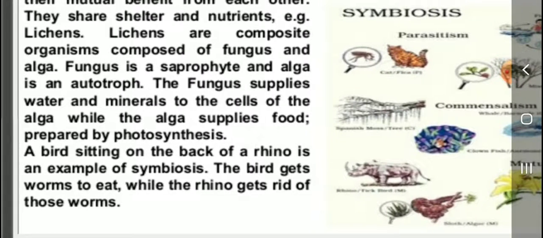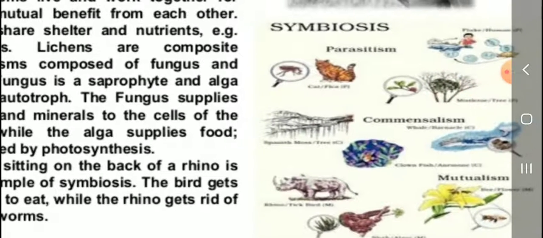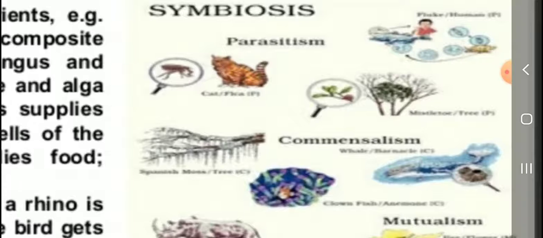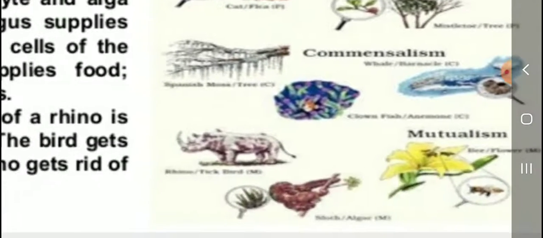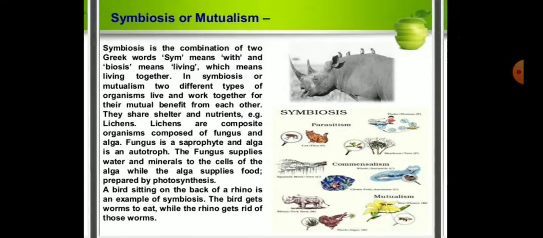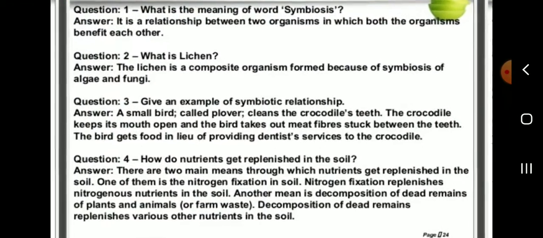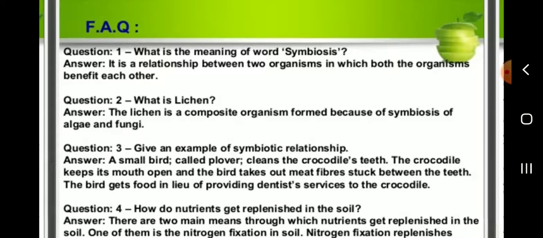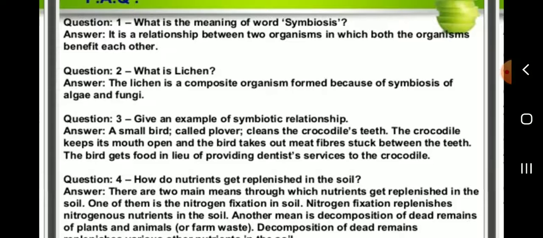Example, the rhino gets worms to eat while the bird gets rid of those worms. This is a symbiotic relationship between organisms. Parasitism, commensalism, mutualism. That is symbiosis, living together. Algae and fungi also live together. Example, lichens. Listen, meaning of symbiosis. It is a relationship between two organisms in which both organisms benefit each other. Next, what is lichen? Lichen is a composite organism formed because of symbiosis of algae and fungi.